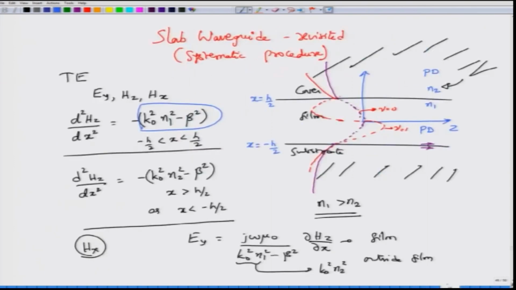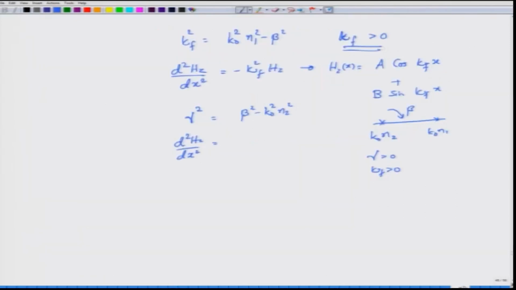So, this is outside the film that I am considering. Outside the film, this will be positive now, and what you will have is gamma square. The solution here was gamma square being positive and kappa square being positive. So, this would be gamma square Hz for x greater than h by 2 and for x less than h by 2. Now, here is an interesting thing.